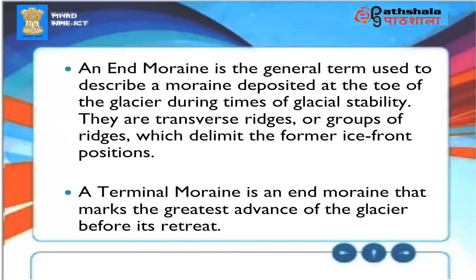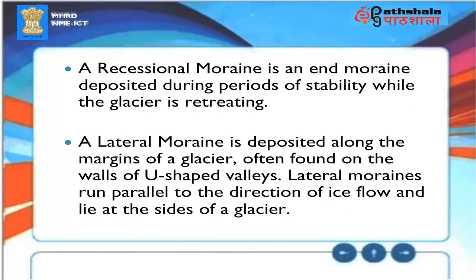An end moraine is the general term used to describe a moraine deposited at the toe of the glacier during times of glacial stability. They are transverse ridges or groups of ridges which delimit the former ice front positions. A terminal moraine is an end moraine that marks the greatest advance of the glacier before its retreat. A recessional moraine is an end moraine deposited during periods of stability while the glacier is retreating.